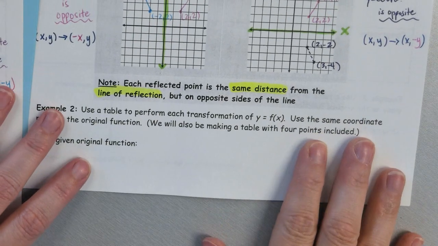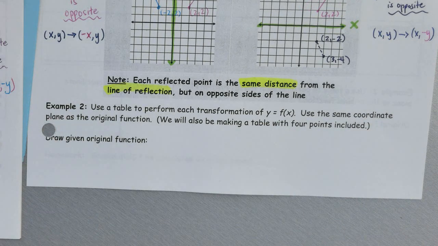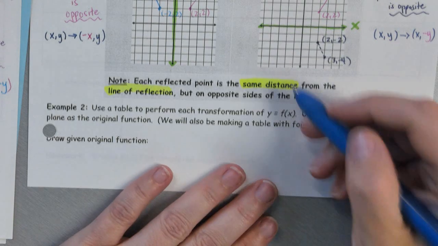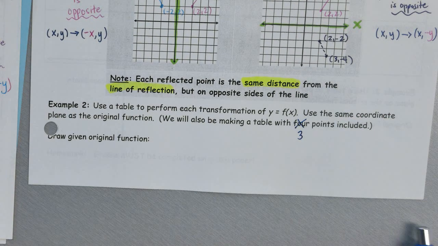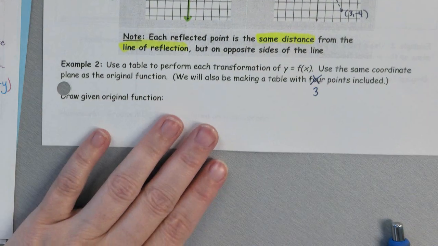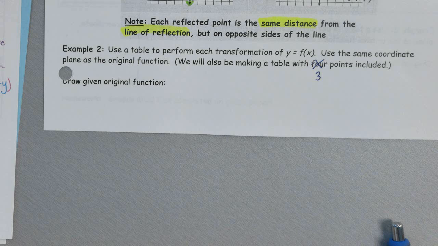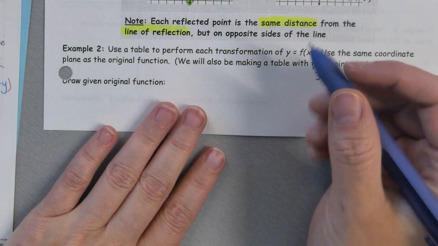Okay, now we are going to apply some of these to two graphs. So we're going to use a table to perform the transformation, and we're going to use the same coordinate plane as the original function. We're going to be making a table. I actually changed it. I decided we were just going to do 3 points included instead of 4. Okay, so what's going to happen for your practice problems is you'll be given an original function, and then you'll perform operations to that function.